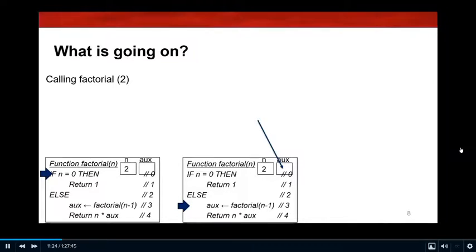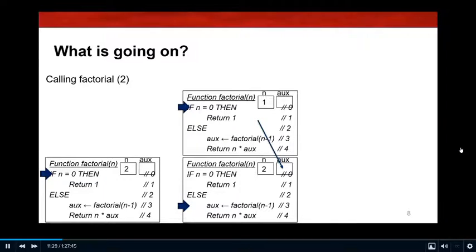We need a value for this auxiliary variable. The operating system creates another frame for the same function name, but it's another frame, and it stacks it on top of the other frame that we were executing. This is the one that we'll be executing now. Here, we start again with the same information. What's the value for the parameter? The value for the parameter here is 1, because n had the value of 2, right? So n minus 1 is 1. So we call factorial here with the value of 1.